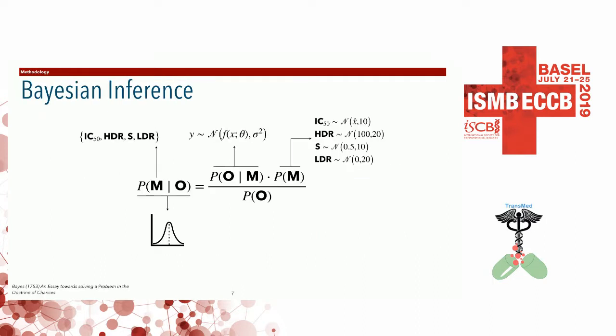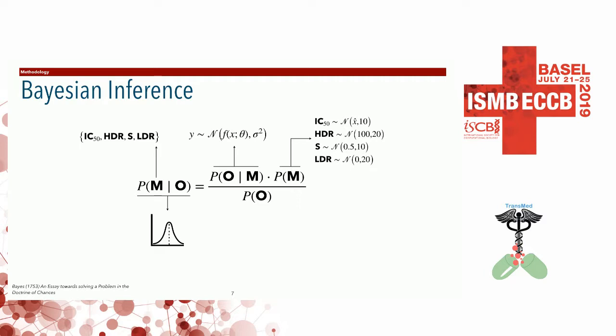To answer these questions, we turn to Bayes' theorem, which allows us to infer a posterior distribution of some metrics M, given some observation O, by multiplying the likelihood of the observation, given some values of metric M, and some prior information on M.